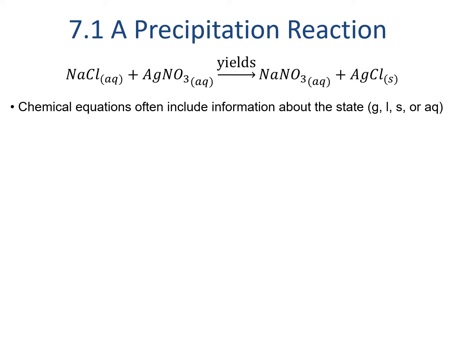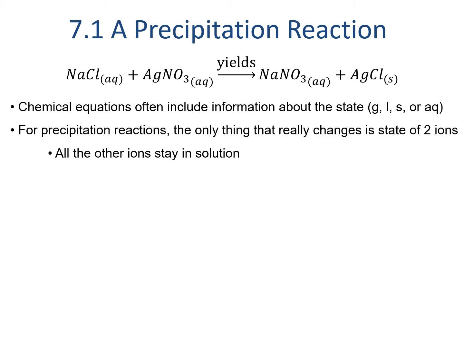So we might describe the equation in words by saying that aqueous sodium chloride, the reactant on the left, combines with the next reactant, aqueous silver nitrate, to yield aqueous sodium nitrate and solid silver chloride precipitate. Even though we talk about sodium nitrate as a new compound, it's actually still dispersed as individual sodium plus and nitrate minus ions. Only silver chloride is actually changed, because the ions remain dissolved if they're not precipitating. We sometimes will write out a complete ionic equation to make this more clear.